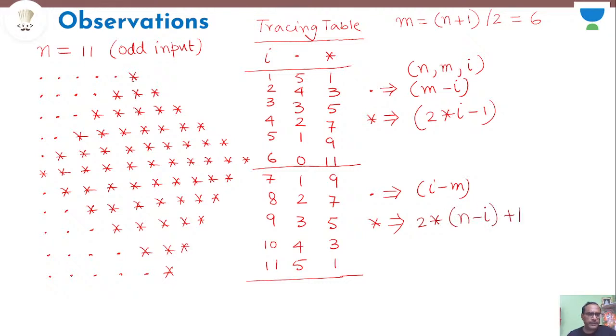N is equal to 11. 11 minus 7, 4 into 2, 8 plus 1, 9. 11 minus 8, 3 into 2, 6 plus 1, 7. 11 minus 9, 2 into 2, 4 plus 1, 5. 11 minus 10, 1 into 2, 2 plus 1, 3. 11 minus 11, 0 into 2, 0 plus 1, 1. So that is 2 star n minus I plus 1.